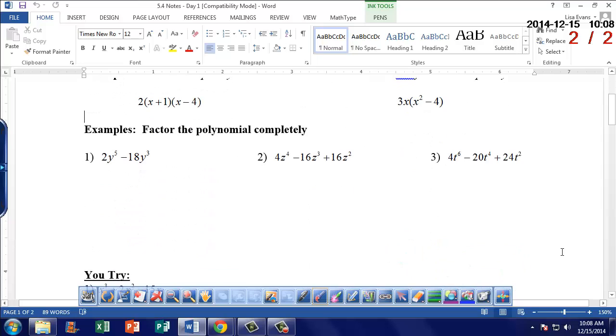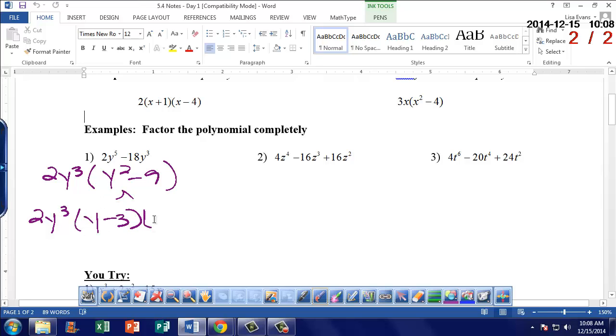The first thing you definitely want to make sure you do on all these problems is see if there's a greatest common factor. In this one, I can divide out a 2y cubed. When I do that, I'm left with y squared minus 9. Now look, I'm not done. This is a difference of squares. So I'm going to write my 2y cubed, but I'm going to continue on. y squared minus 9 would be y minus 3 and y plus 3.